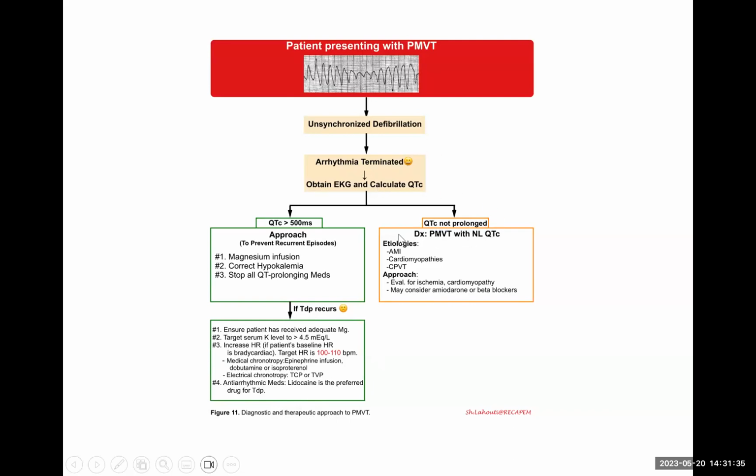If the QTc is not prolonged, then think about acute myocardial infarction and ischemia, cardiomyopathies, CPVT. So you have to do evaluation for ischemia and cardiomyopathy, and you may consider amiodarone and beta blockers.